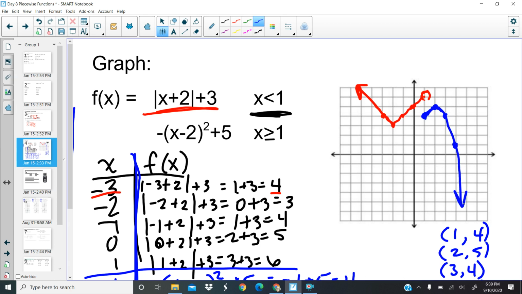And then I also want to show you guys how to do that on Desmos, just because it's a lot faster. So I'm going to go to Desmos and show you that as well.